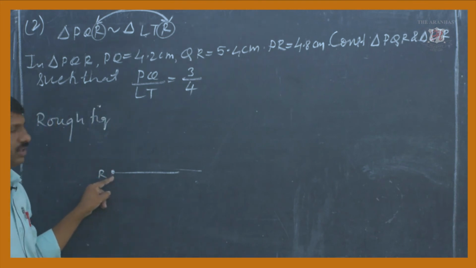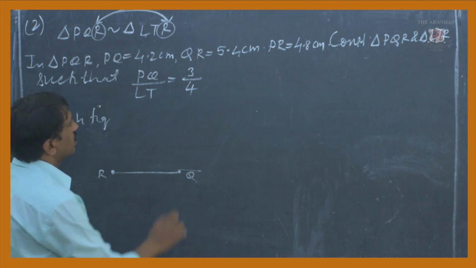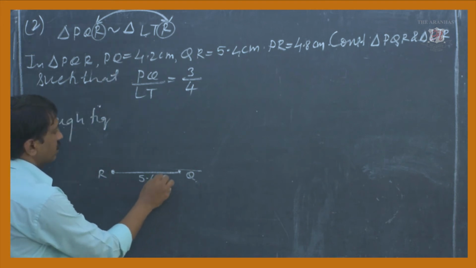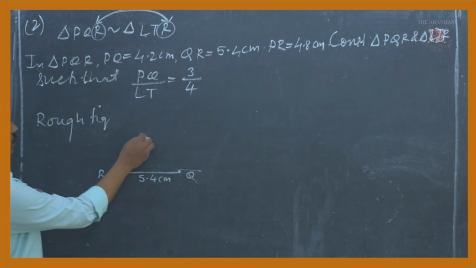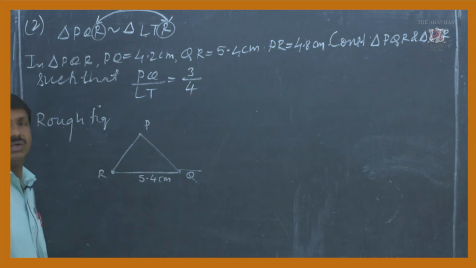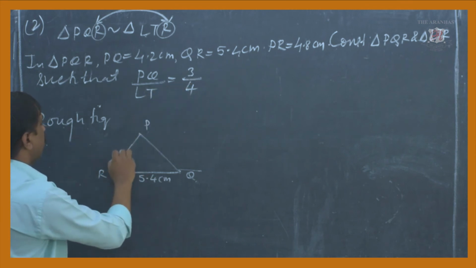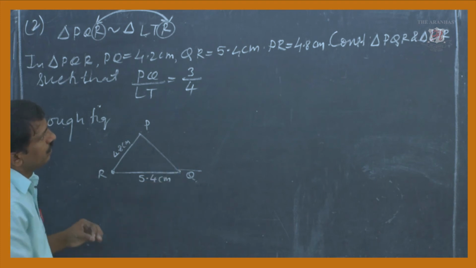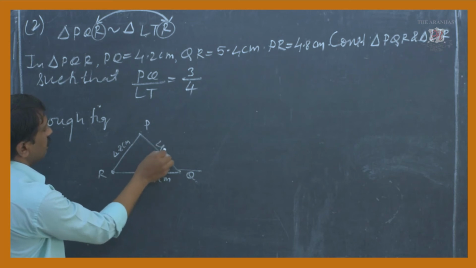R point is here. Suppose this will be Q, so QR segment can be formed. We'll consider it of 5.4 centimeters. And the remaining vertex, suppose this will be the P vertex. If we join them like this, we get the triangle figure. What is your PR? PR is given 4.8 centimeters. Then PQ is given, that is 4.2 centimeters.